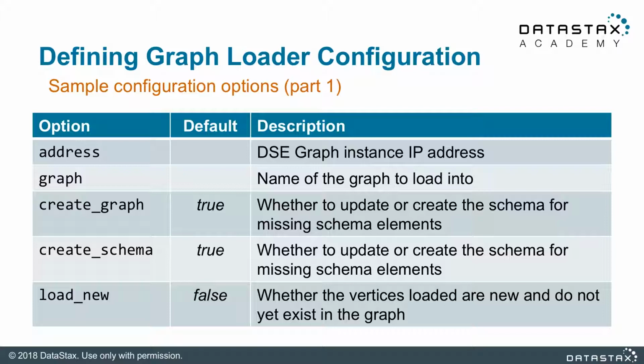Another performance-related optimization is possible with load new equals true. If you're loading a new dataset, DataStax Graph Loader will rely on this option and will not waste time verifying if a vertex or edge already exists in the graph. It will assume to-be-imported graph elements are new and have unique IDs. There's also a finer-grained mechanism to specify existence of specific graph elements when defining a data mapping. We'll cover this later in the presentation. There are many other options for customization, so please take a look at the documentation for an expansive list.